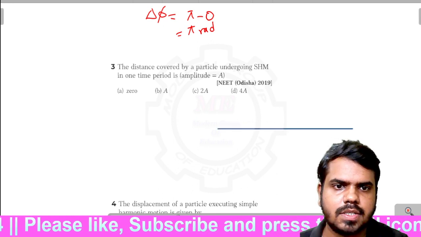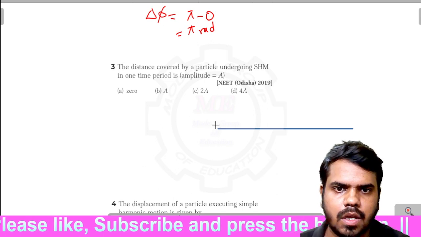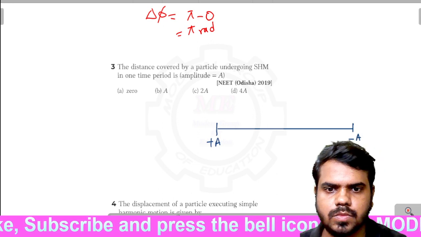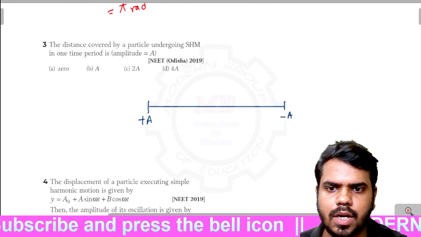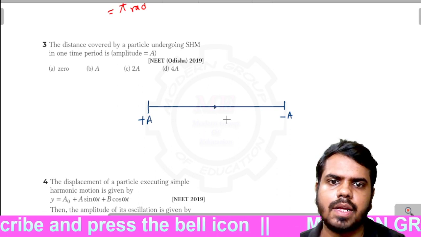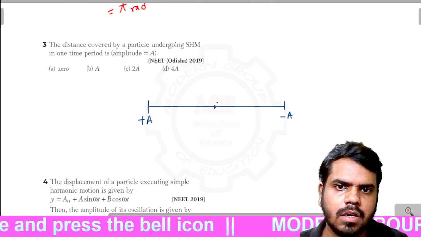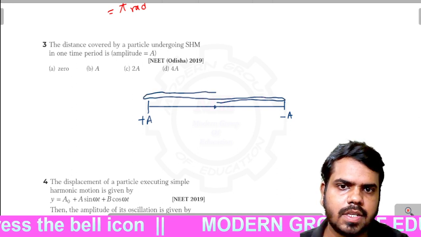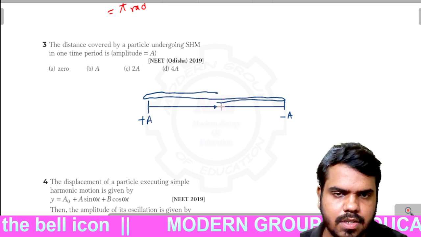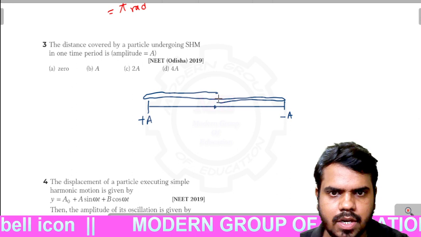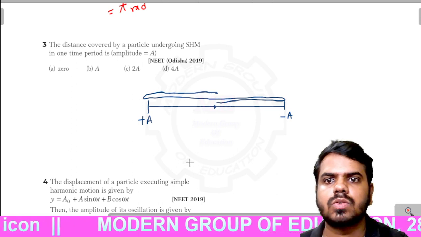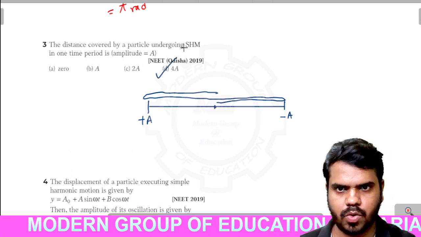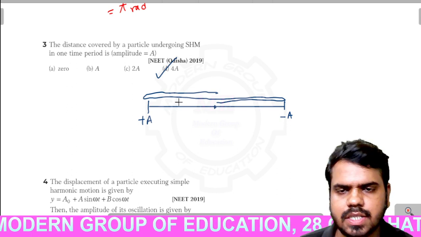In one time period, this is a line, and this is plus a amplitude and minus amplitude, and this is the mean position. In one time period, the body starts from here, goes there and repeats its path back. So this is a, 2a, 3a and 4a. So in one time period in SHM, the total distance covered is 4a. So option D is correct, 4a.